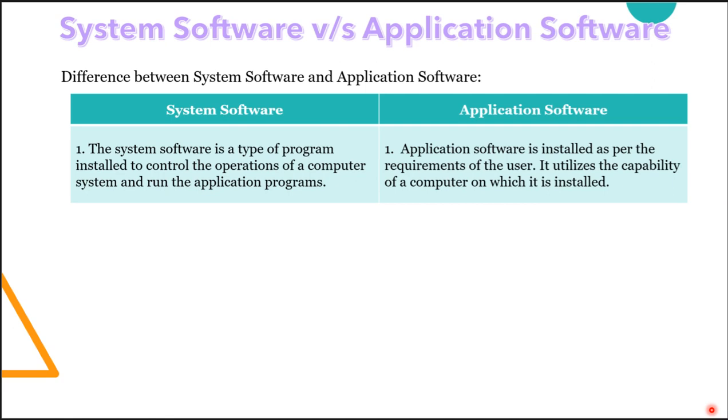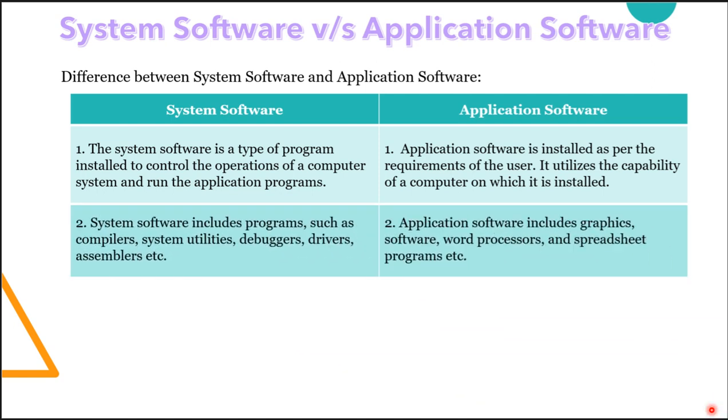On the very first day of this chapter, I told you that system software is used to control and operate the computer system. If we want to manage our computer system, our hardware, we need system software, and application software is for users' needs. It means we can install application software as per our requirement. It utilizes the capability of a computer on which it is installed. So a system software is to manage and control, or we can say to operate a computer system, and application software we can install as per the user's requirement.